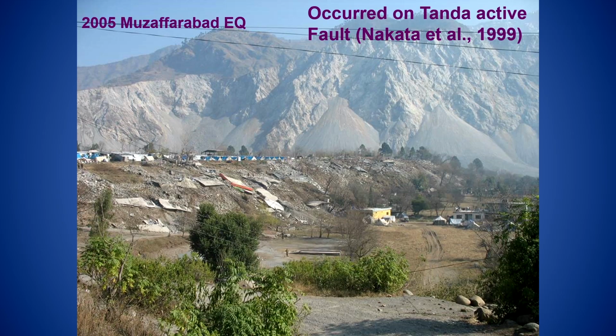But the case here, in the Indian plate, was quite different. This fault is known as the Thanda active fault, which was identified by Nakata in 1999. And Nakata is a person who gave the concept of active fault in India, and he's from Hiroshima University, Japan. So he submitted this report of the active faults in Pakistan.